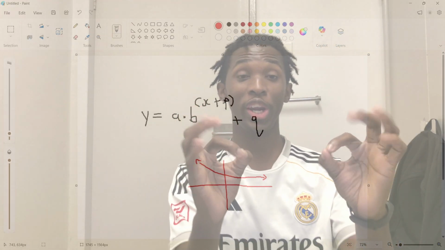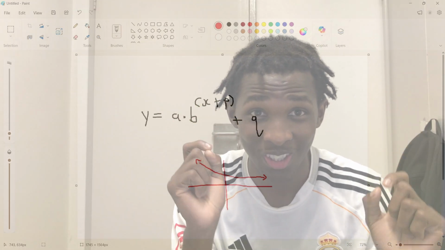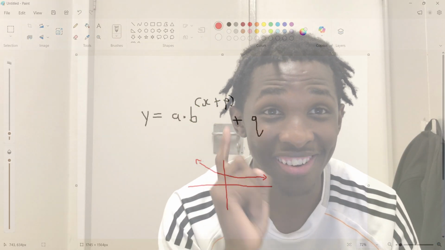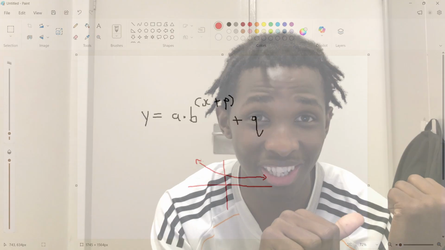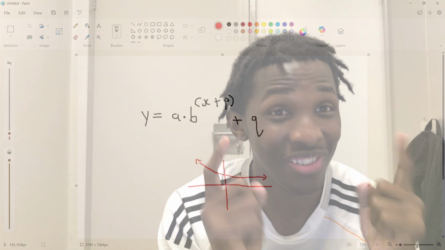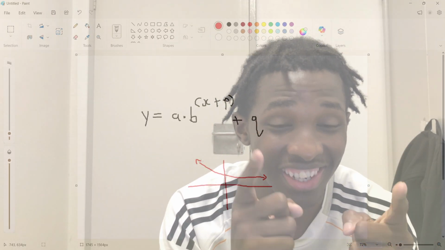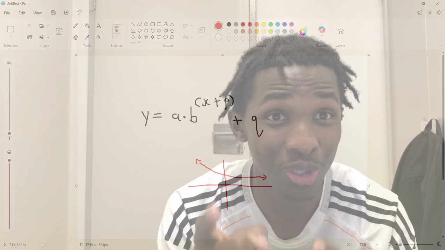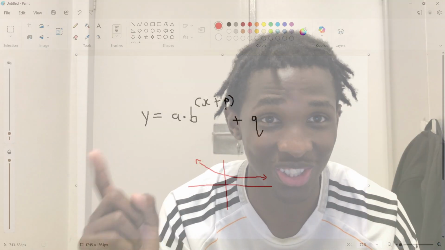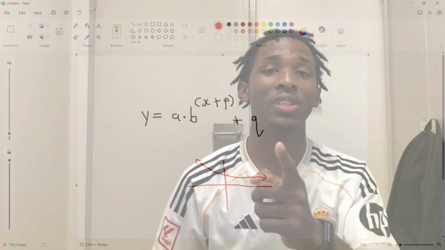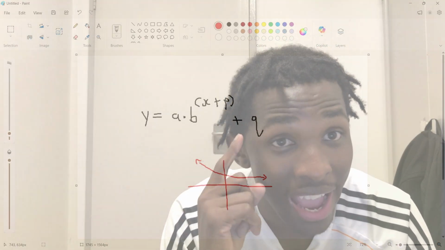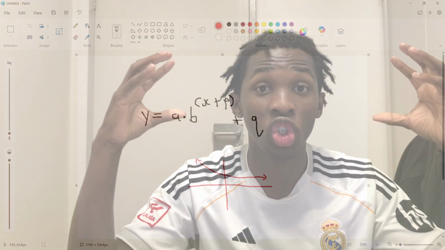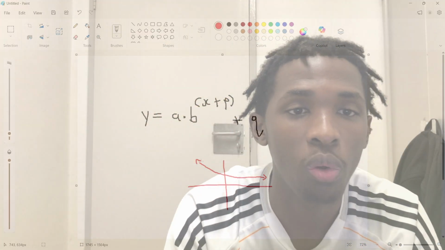And just a little quick tip that I learned from my mistake previously: A compresses the graph, it doesn't make it steep. It compresses it or it stretches it out. So that was a very important thing to learn. And now it's engraved in my head. I don't think I'll ever forget it, bro.